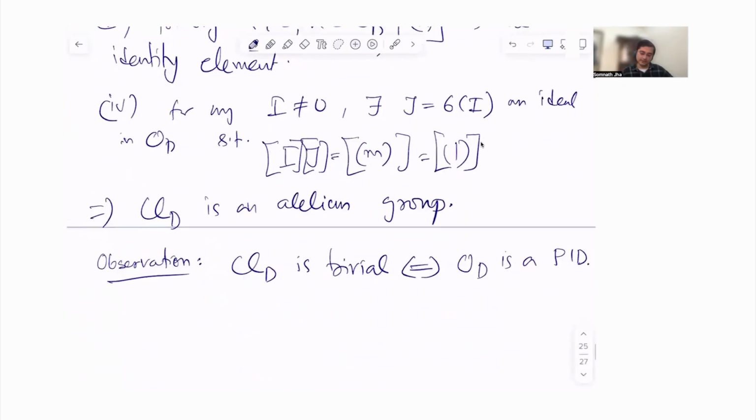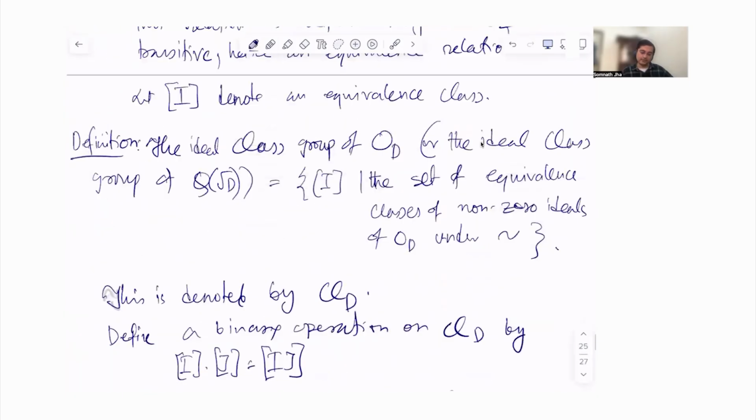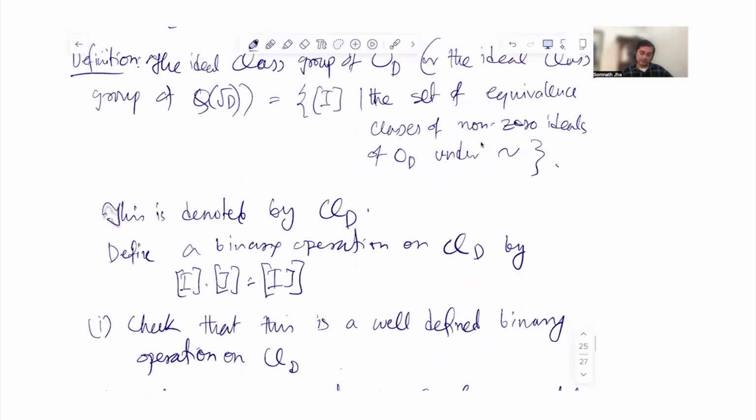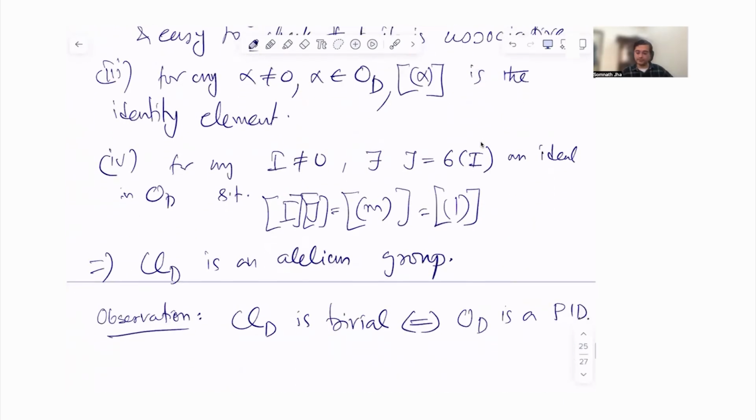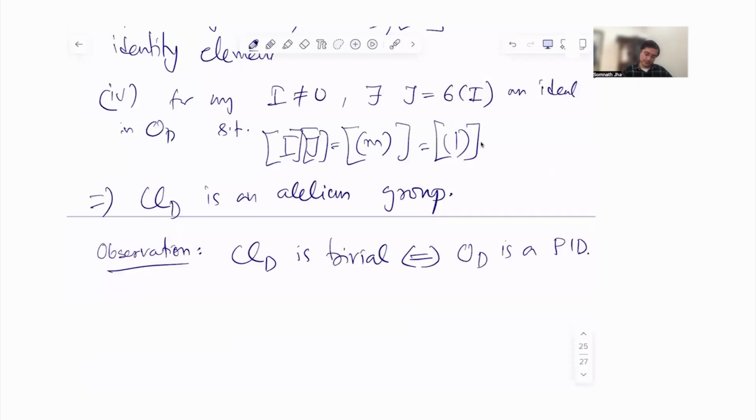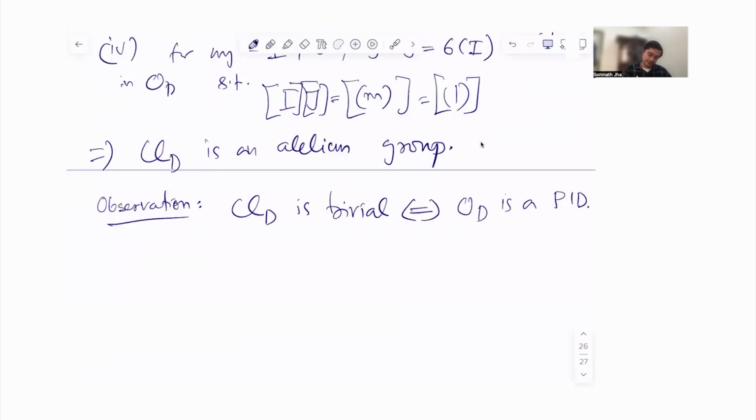So one can check that, it's easy to see that if this is trivial, then every ideal is principal. Okay. So in that sense, this measures the obstruction of how far this is away from being a PID. So that means, so, example. Okay, so example.